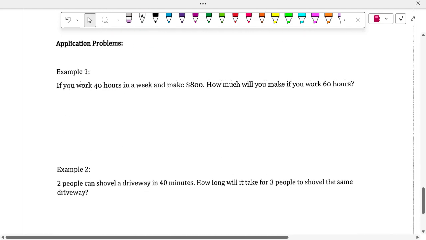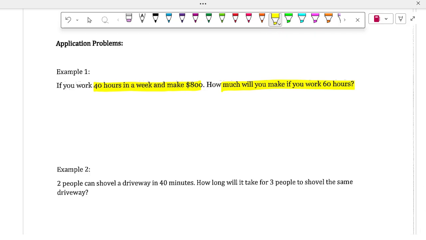All right, last one, application problems. If you work 40 hours in a week and make $800, how much will you make if you work 60 hours? First off, is this situation describing a direct or inverse situation? It's a direct situation. Do we have to know what they are? You would have to know what they are because they're not going to flat out say it. It's not going to ask what they are, it's going to ask how you solve it. But knowing it does help a little bit.